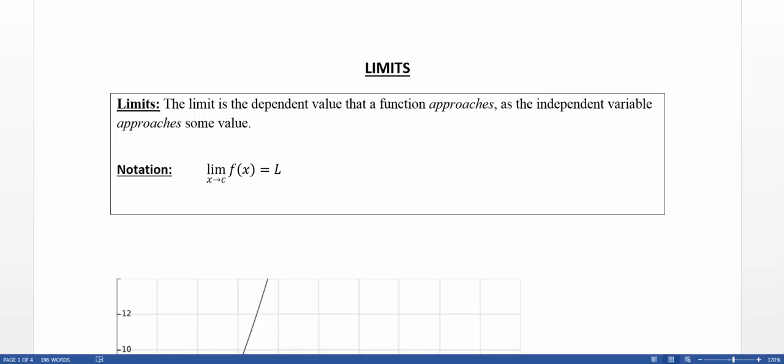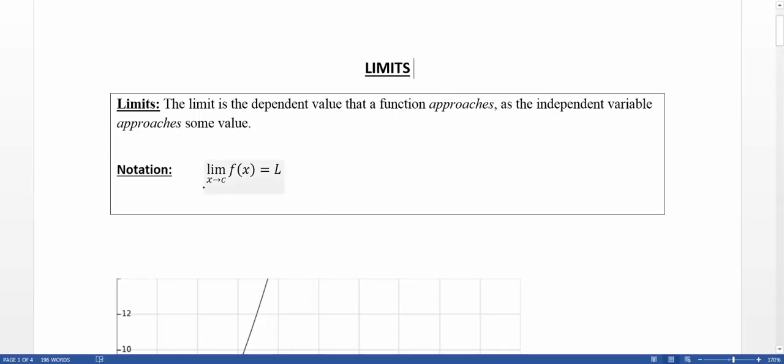So what that means is we're going to consider what happens to the y value as we get really close to an x value. So for some of the functions we look at, the limits are going to be very intuitive and we should be able to guess them. But the idea is that when we get mathematically good at computing limits, we can then look at more difficult functions. The notation when we're looking for a limit looks like this.